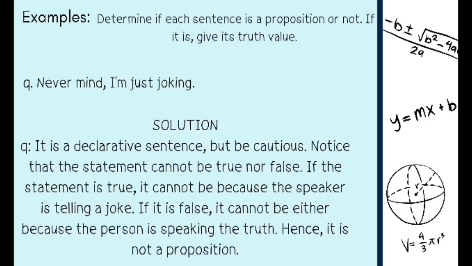F: Never mind, I am just joking. It is a declarative sentence, but be cautious. Notice that the statement cannot be true or false. If the statement is true, it cannot be because the speaker is telling a joke. If it is false, it cannot be either because the person is speaking the truth. Hence, it is not a proposition.